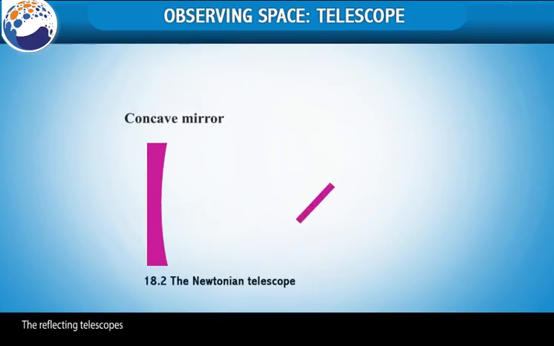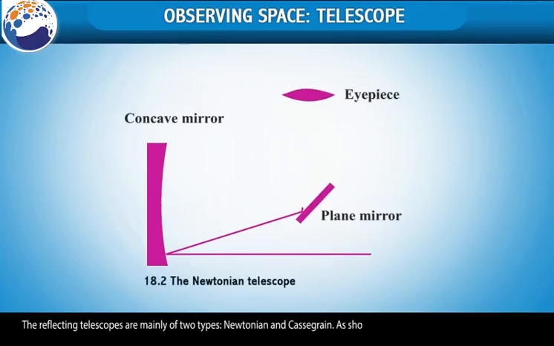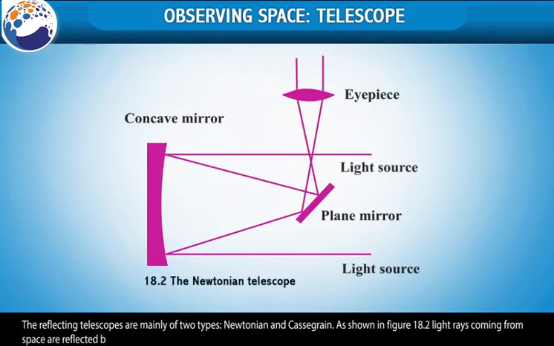The reflecting telescopes are mainly of two types, Newtonian and Cassegrain. As shown in figure 18.2, light rays coming from space are reflected by the concave mirror.